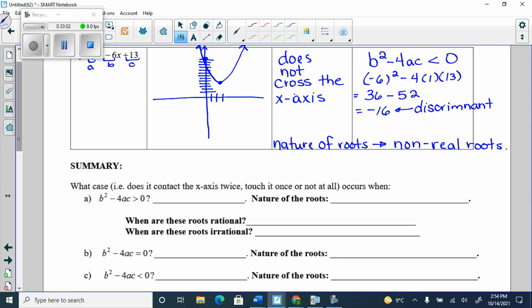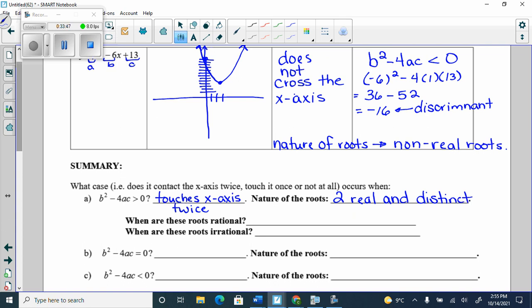We're going to do a little summary. So what case, example, does it contact the x-axis twice, touch it once, or not at all, occurs when b squared minus 4ac is greater than 0. What happens when it's greater than 0? It touches twice. What would the nature of my roots be? Two real and distinct. Two real and different. Which is another word for different. Distinct.